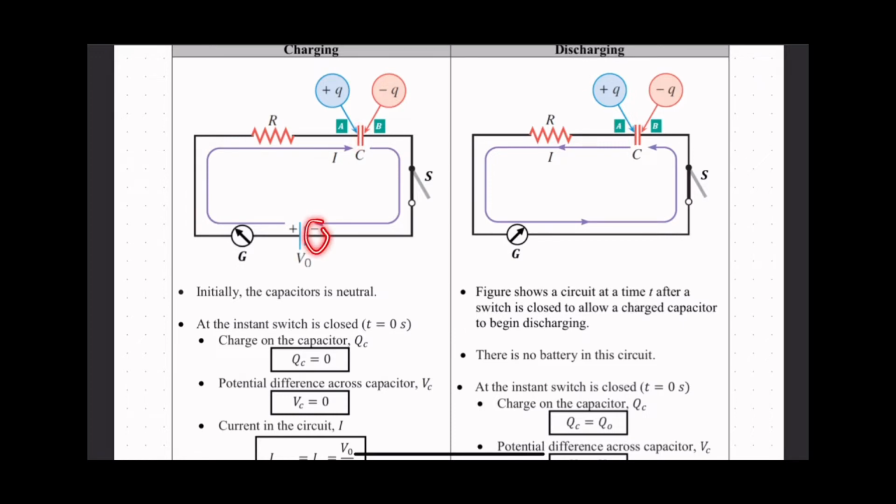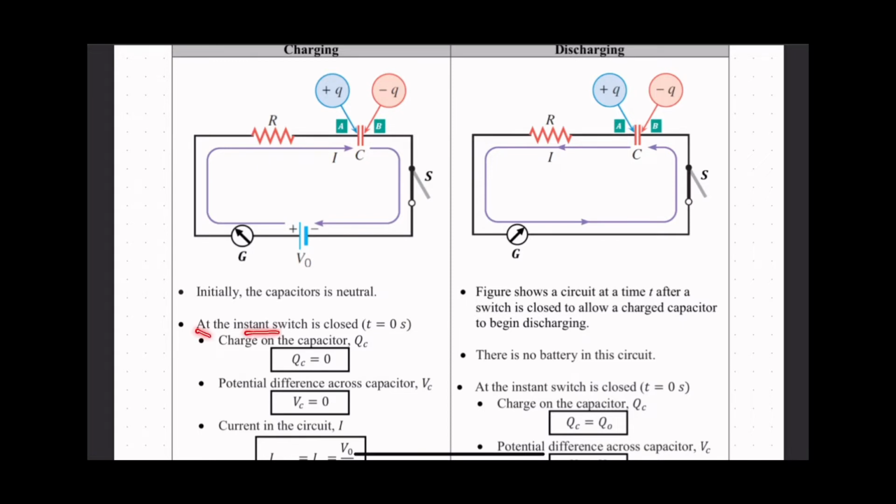Okay, so negative terminal connected to the negative plate of capacitor, and then they have a switch here and galvanometer to show the direction of current and resistor. Okay, for process charging, initially the capacitance is neutral. Neutral means that the charge at the plate B and plate A is the same. Okay, sekejap lagi saya akan tunjuk.